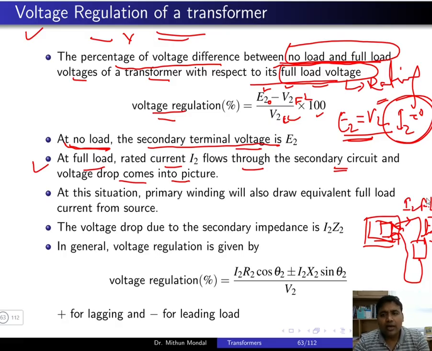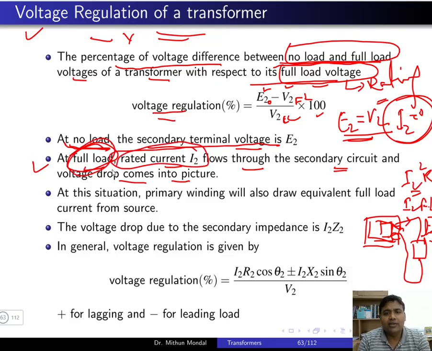So this full load current will give you the loss in the secondary resistance, so I2 square into R. This will be the losses in the secondary of the transformer under the full load condition. Under the full load condition, your current is flowing at rated values in the secondary circuit, and obviously there will be some losses. But under the no load condition, there will not be any losses because I2 is 0. At this situation, the primary winding will also draw equivalent full load current from the source.